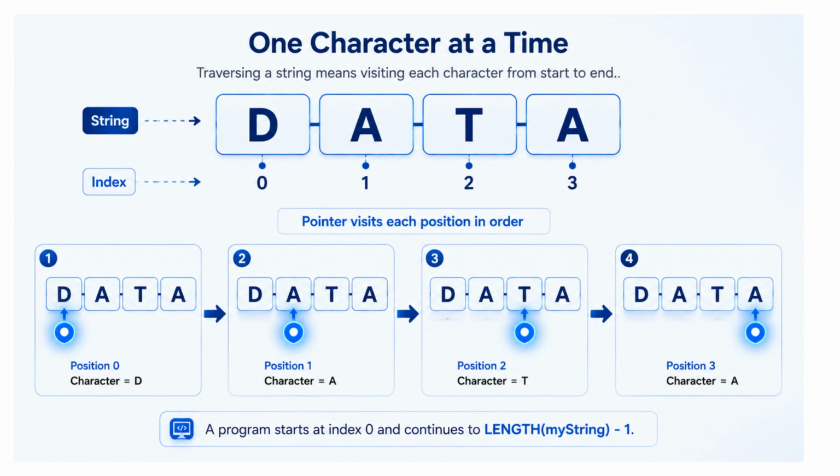Now, let's learn how a program moves through a string, one character at a time. This process is called traversing a string. Here we have the string data. The first character, D, is at index 0. Next, A is at index 1. Then, T is at index 2. And the final A is at index 3. The program starts at the beginning and visits each character in order. D, A, T, A. This allows the program to examine or process every character individually. So remember, traversing a string means moving through the string, one character at a time, from start to end.